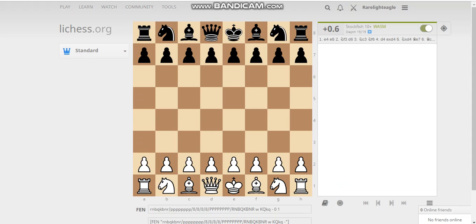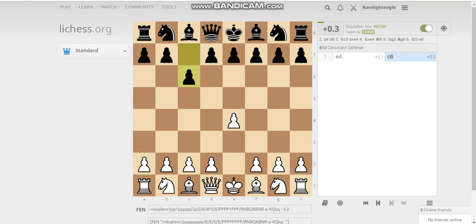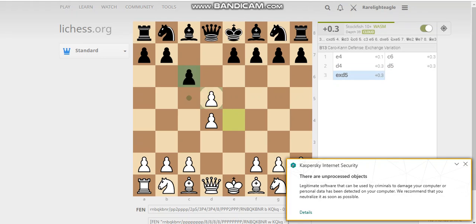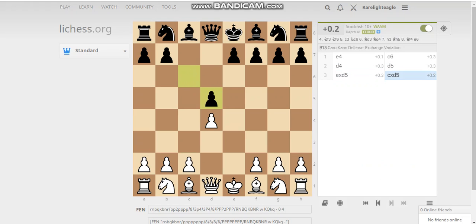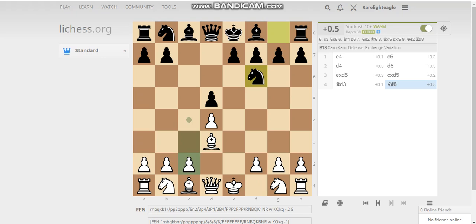This match started with e4, and Viswanathan Anand responded with c6, and then queen side pawn play. After that, a little bit of exchange here, and then they started developing their pieces here. And here, he thought that this pawn is really in danger.